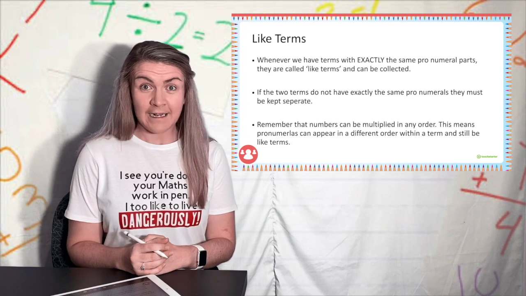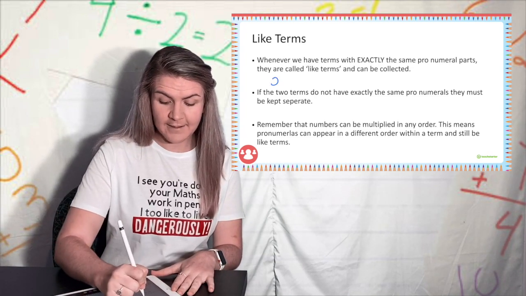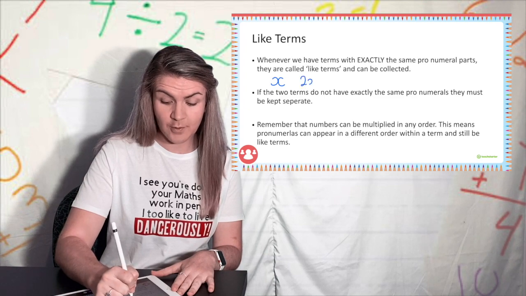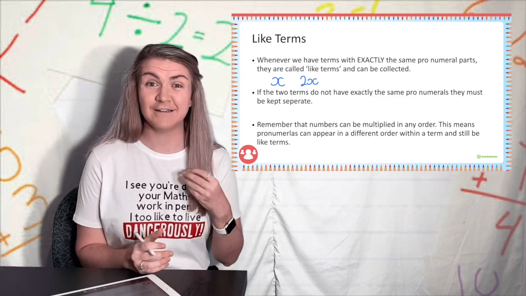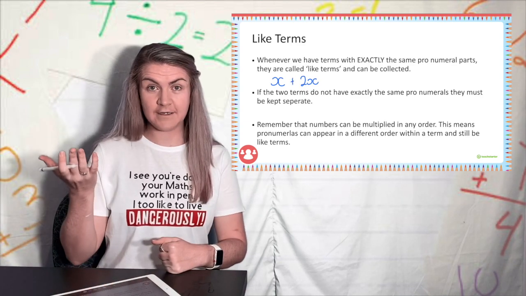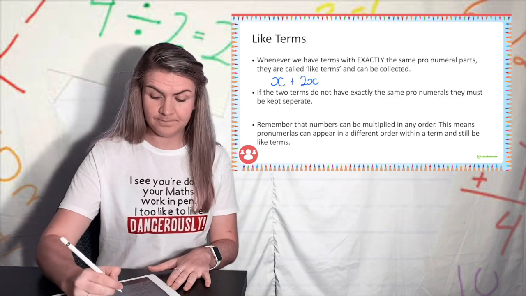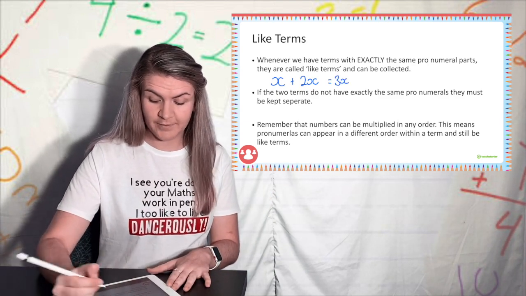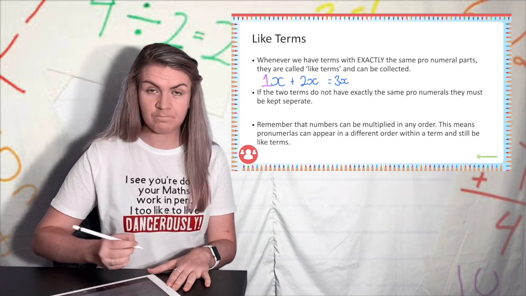Now when I say exactly the same, I mean exactly the same. So x and x, or x and 2x, they are like terms because they both have the same letter. If I was going to add them, I've got an x and I've got 2 x's, so that's 3 altogether. And if you're wondering, remember I had that invisible math of a 1 in front of there.